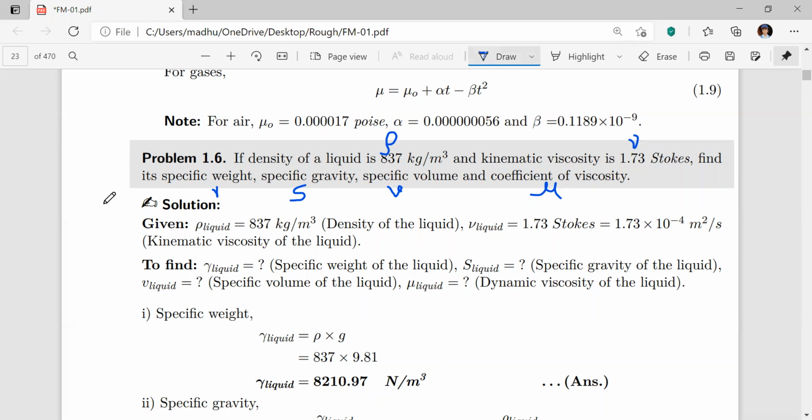Okay, so 1 Stoke is equal to 1 by 10,000 meters square per second, or 1 into 10 to the power of -4 meter square per second. So that conversion I have told. 1 Stoke is equal to 10 to the power of -4 meter square per second.